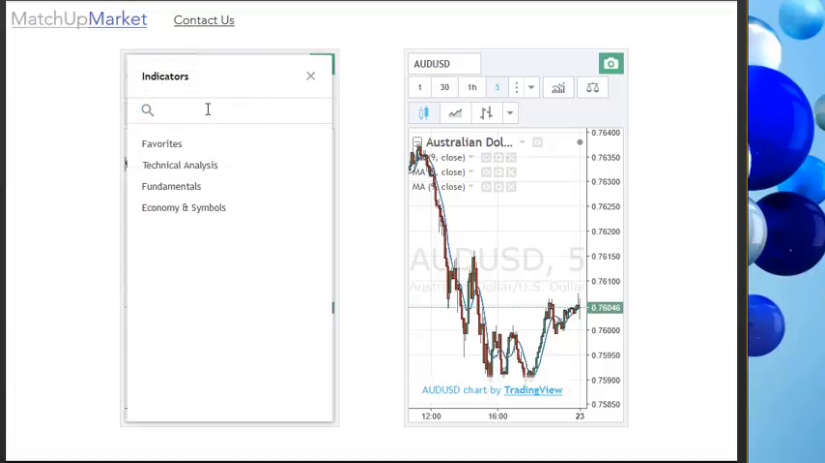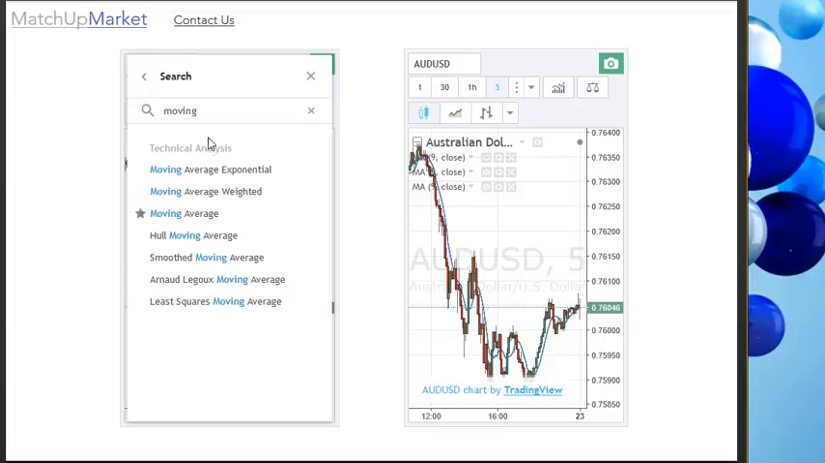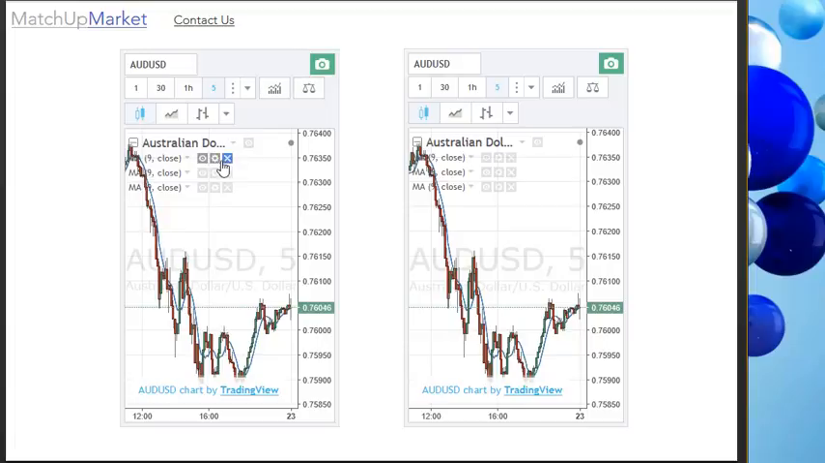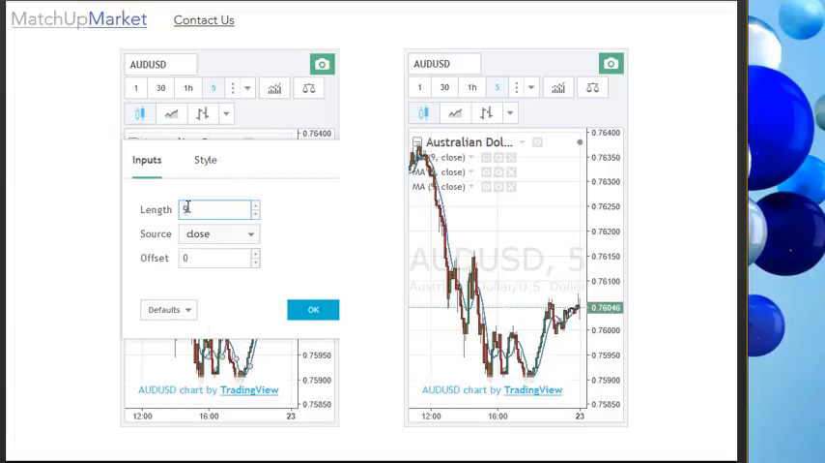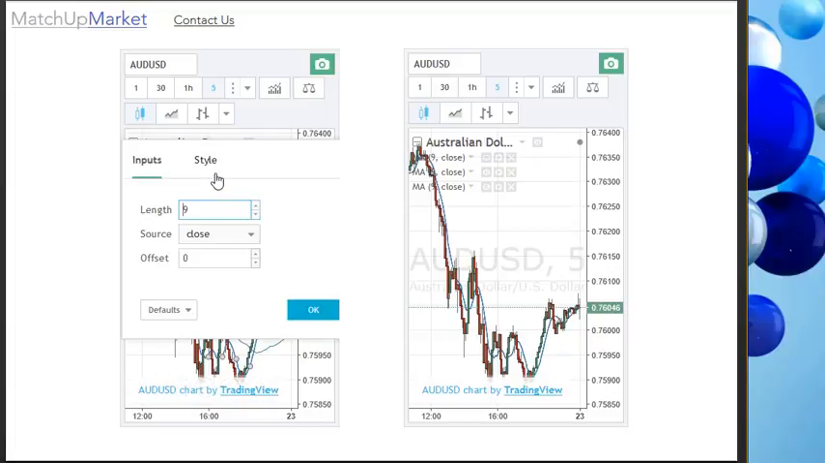Indicators tab. Again, search for moving average. Click it 3 times. And now we can go into the little settings icon in the middle there, the format, and change these accordingly. I like to use a 50, a 100, and a 200.